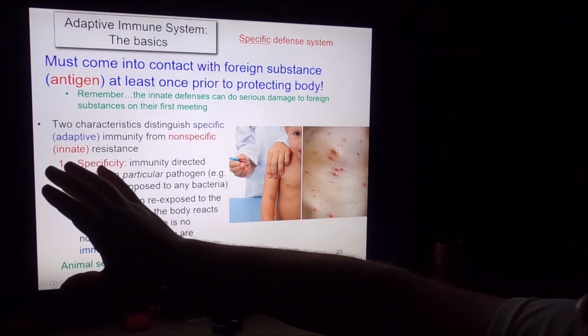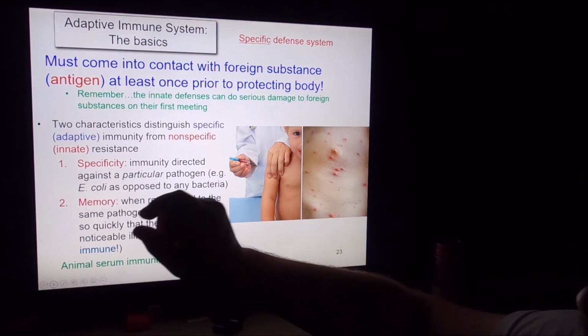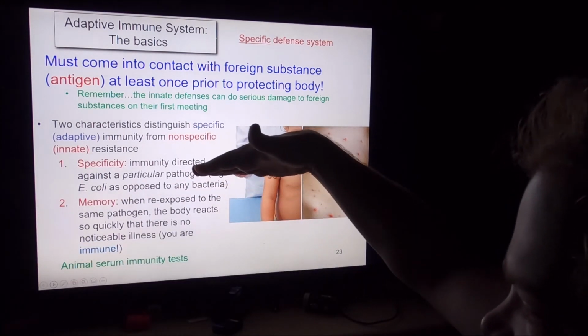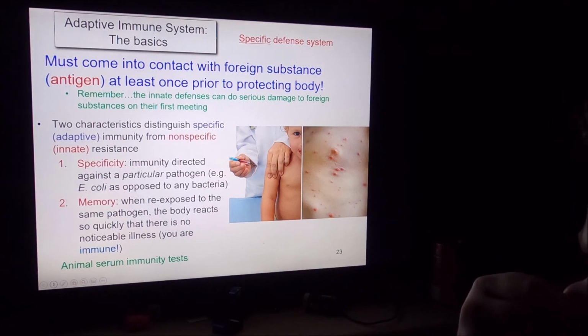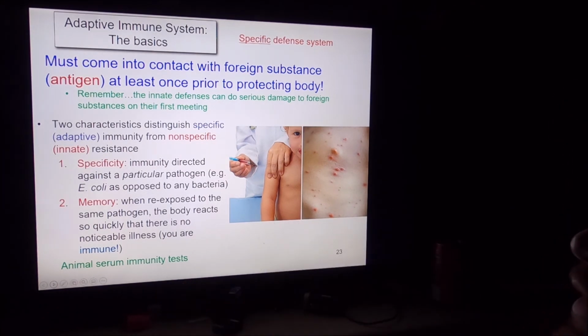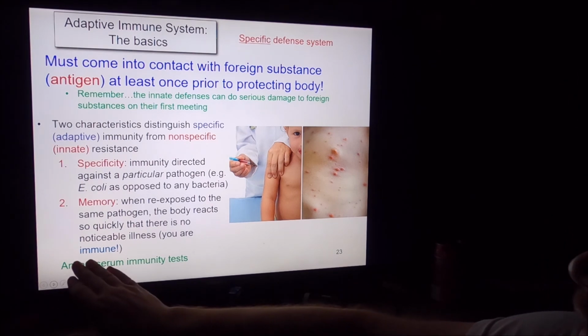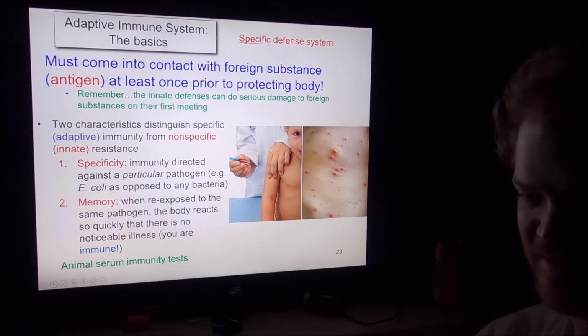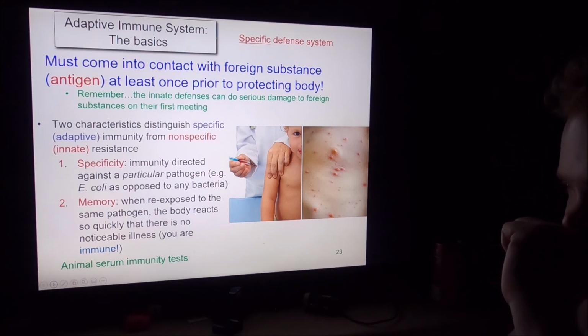Okay, these are main characteristics. Specificity, that means you'll develop special B cells, special T cells that deal with only very specific nasty pathogens. Okay, and then you'll have memory. So if you're ever exposed to those same pathogens again, you'll be immune. Your body will react so quickly that you will not notice any illness whatsoever.